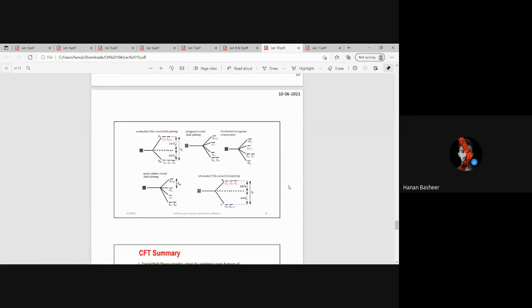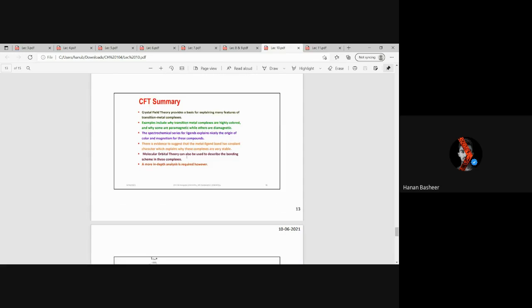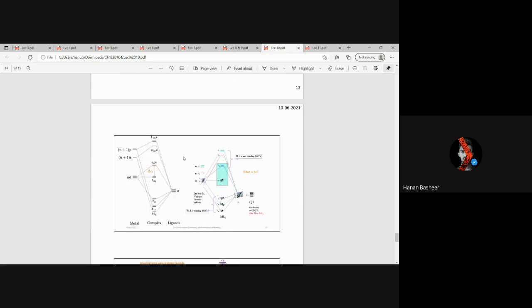And this was the different splitting we discussed before. And this is the CFT summary. So how does it summarize that the color and magnetism properties are defined by the splitting energies, and molecular orbital theory can be used to describe the bonding scheme in these complexes.